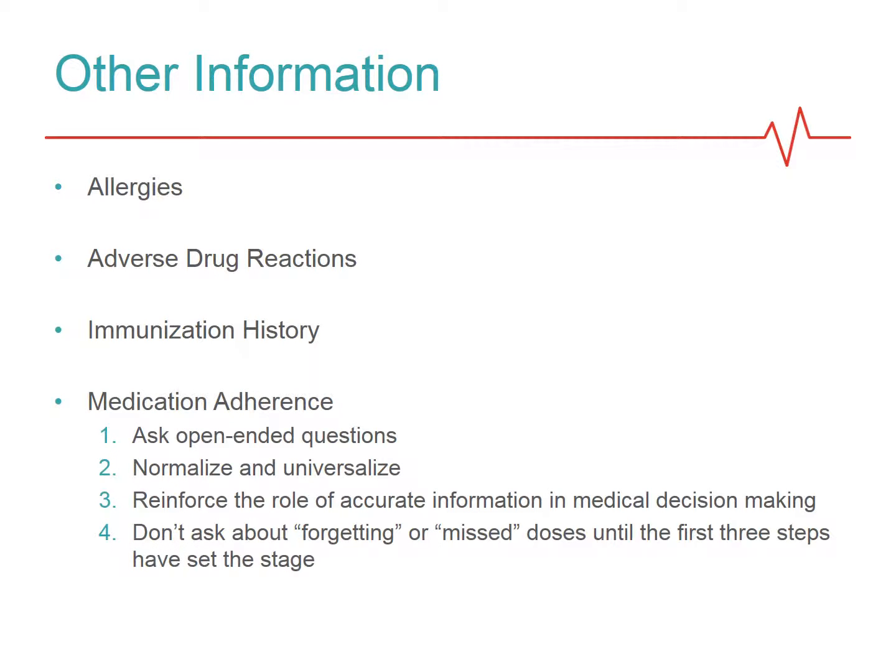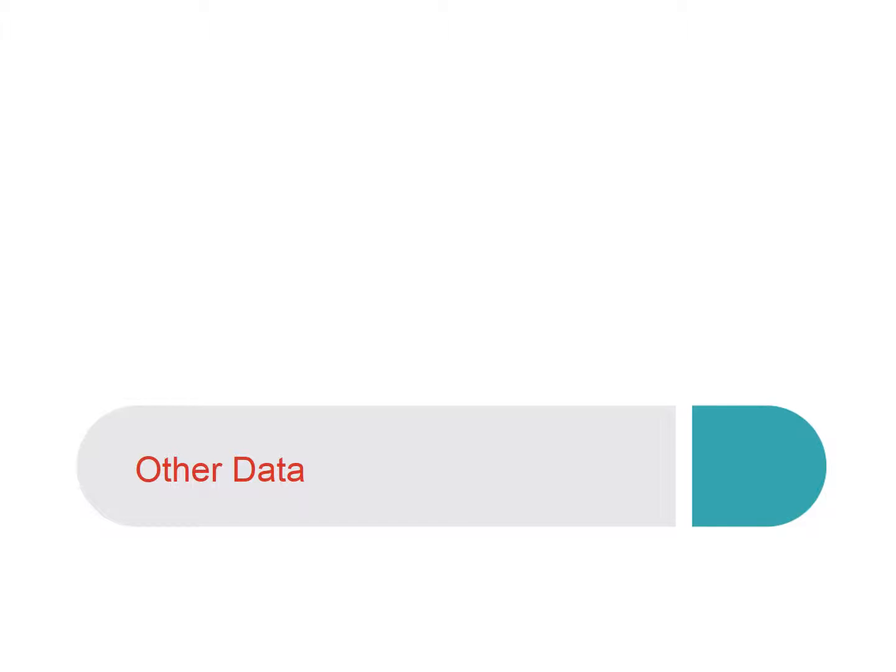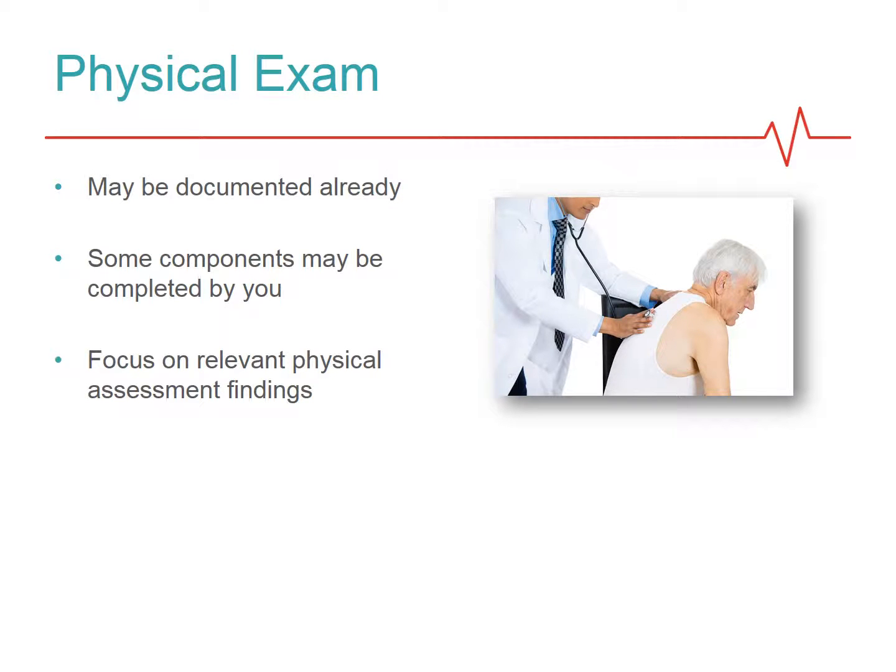Other information that's important to collect include information on allergies, prior adverse drug reactions, and previous immunizations as well. Medication adherence can also be assessed. Now that you have completed the medical and medication history, there are other pieces of information that need to be considered in order to complete your patient assessment. Incorporating physical findings into your overall patient assessment is important not only to identify new drug therapy problems, but in the ongoing monitoring of efficacy and safety of medications.